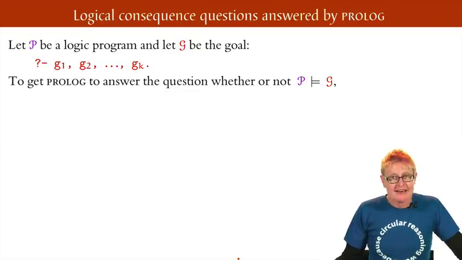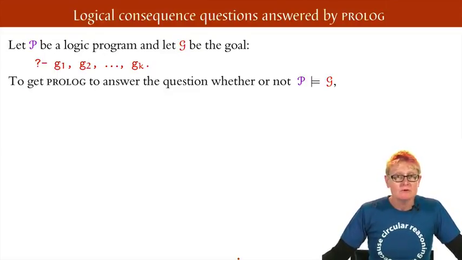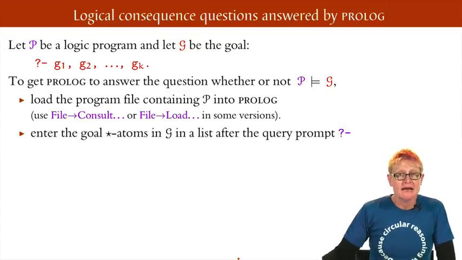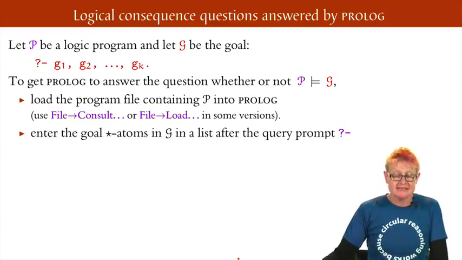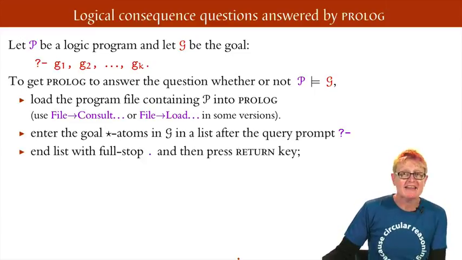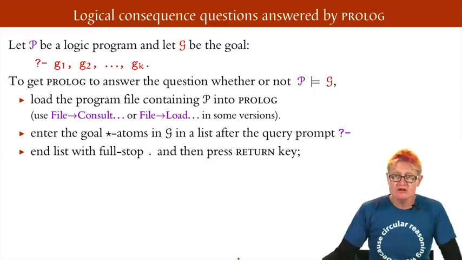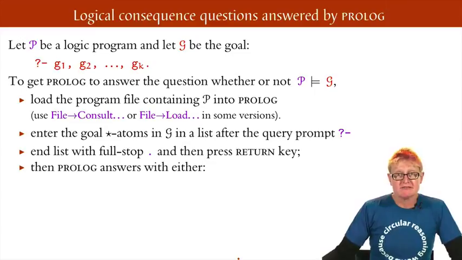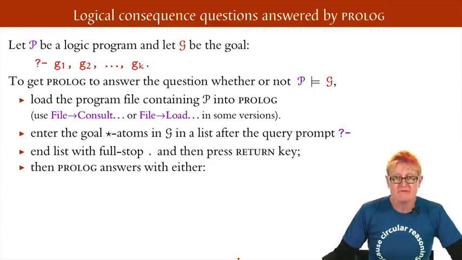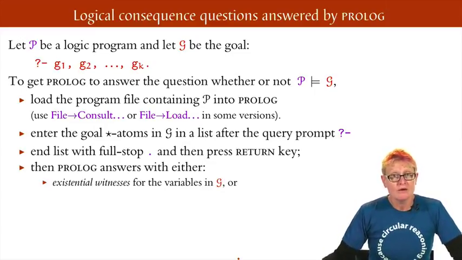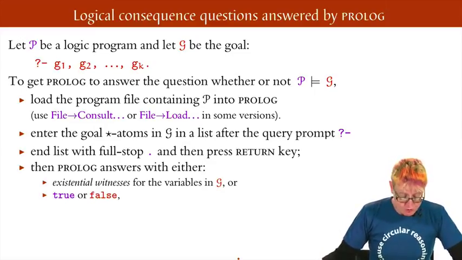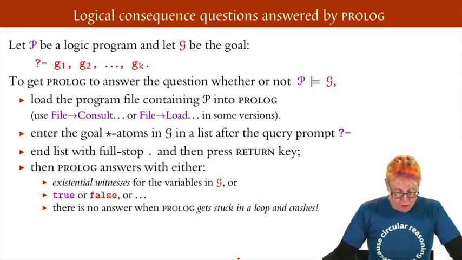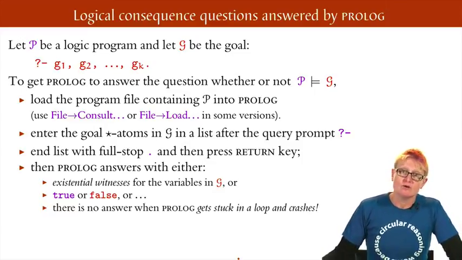To get PROLOG to answer such a logical consequence question, you load up the program file into your PROLOG software, enter the goal star atoms in a list after the query prompt, end the list with a full stop and press the return key. Then PROLOG will either answer positively by giving existential witnesses for the variables in G, or it can answer simply true or false. Or, these are not the only options, there is no answer at all because it gets stuck in a loop and crashes.